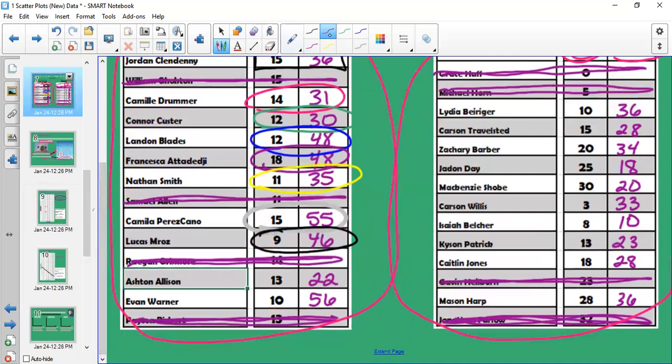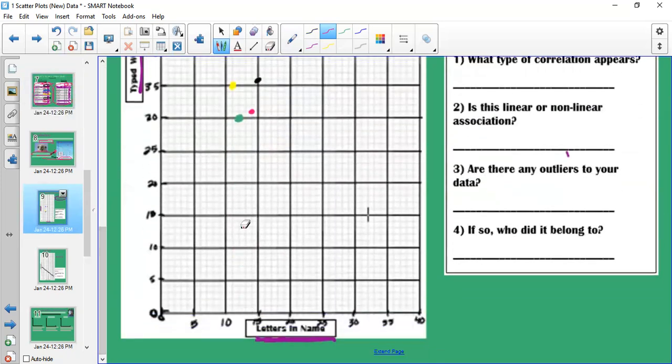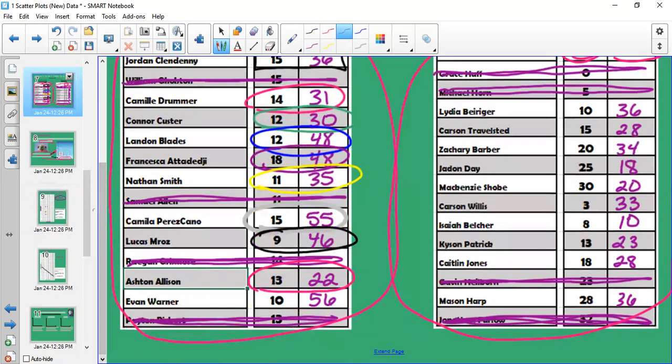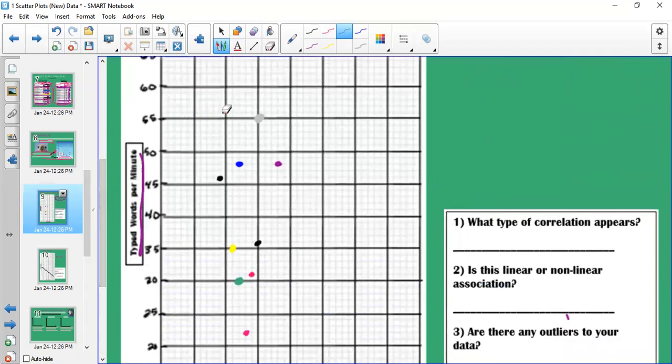And the next one is Ashton, 13 and 22. So right, 13 and up to 22. That was Ashton. And almost done here. Got one last one. Evan was 10 and 56. All right, so 56 is right there, and 10 would be right there.